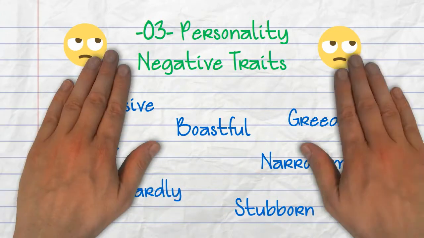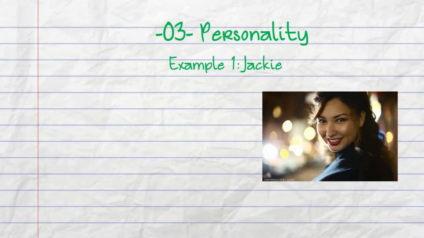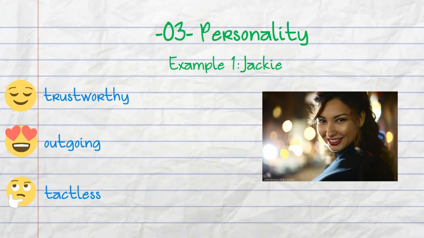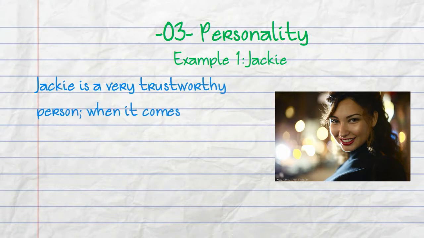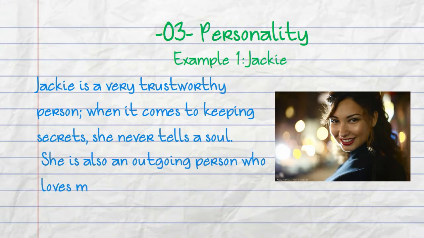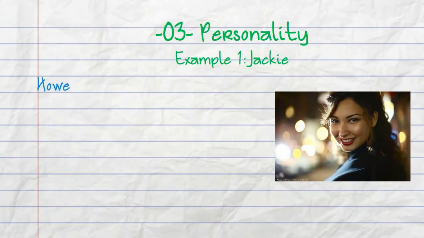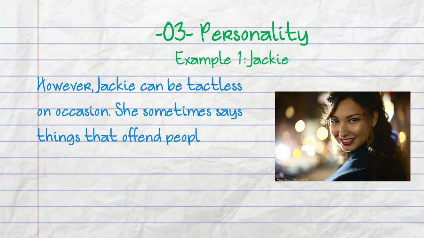Let's come back to the first example of Jackie. Well, you can say that she's trustworthy, she's outgoing, but she's tactless. To put it together, you can say Jackie is a very trustworthy person. When it comes to keeping secrets, she never tells a soul. She's also an outgoing person who loves meeting new people and making new friends. However, Jackie can be tactless on occasion, as she sometimes says things that offend people.